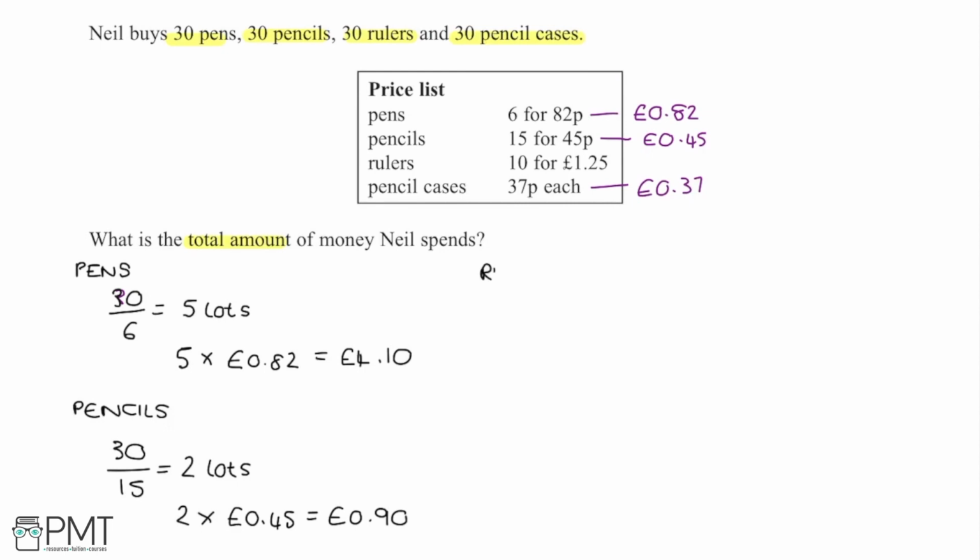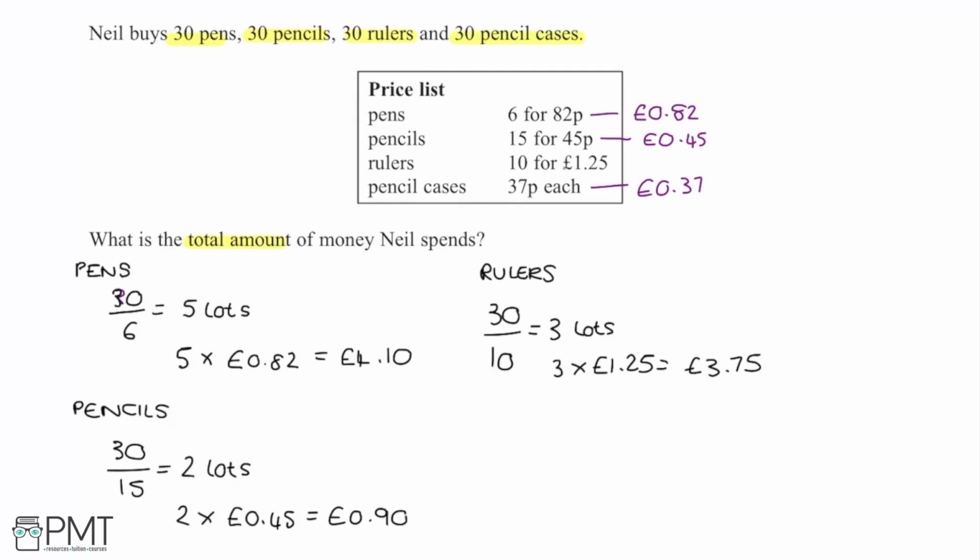Similarly here, I can move on to rulers. Now rulers are 10 for £1.25. So in order to buy 30, I'm going to need 3 lots of these rulers. So I take the 3 and multiply it by £1.25, and that's going to give me £3.75.